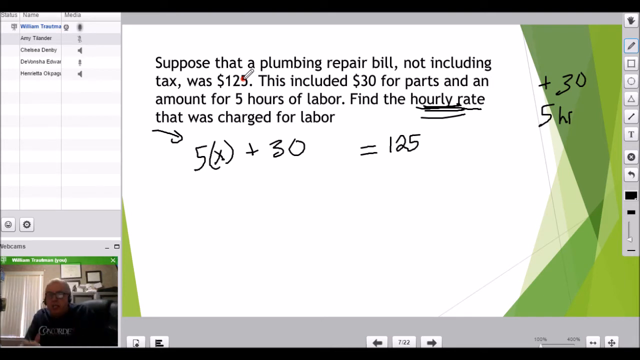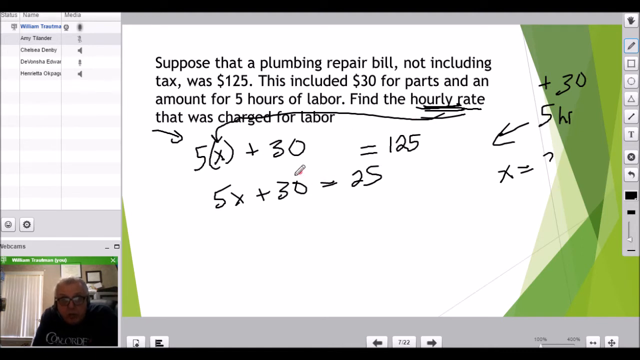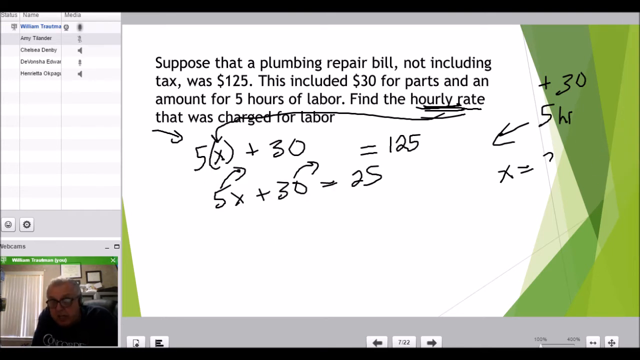When we paid him, we paid $125. So this is what the problem looks like. 5x plus 30 equals $125. And x is the hourly rate, how much he's going to get paid every hour. So we're just solving for x. Just like we did in the last problem. We need to take the 30 to the other side and the 5. Can somebody tell me which one I have to take to the other side? The 5 or the 30 first?